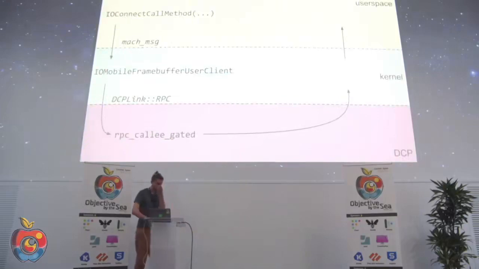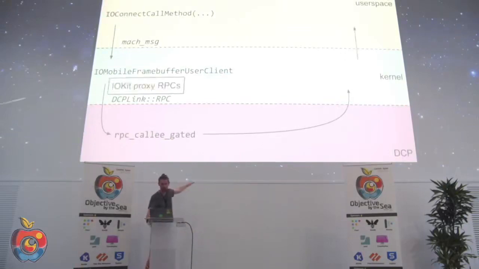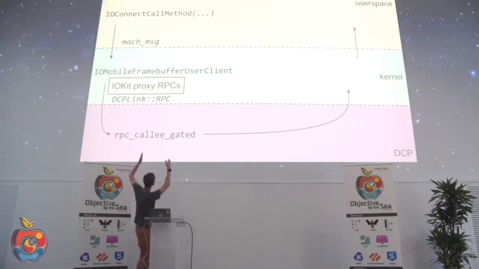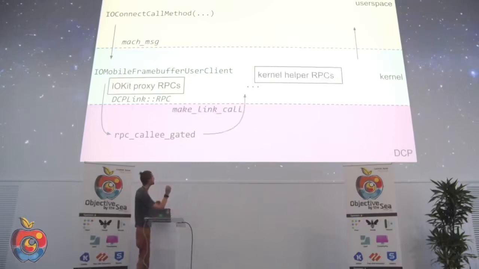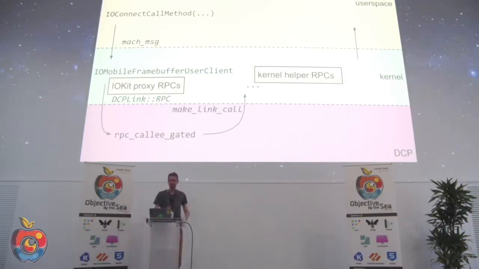So when you make your external method call, it comes down into the kernel and then onto the DCP. So there are these IOKit proxy RPCs, which come right from the top down to the bottom. But then there's also a separate family of RPCs which come up just one hop, which enable the DCP to make requests to the kernel. And these are extremely permissive, at least when this sample was found.